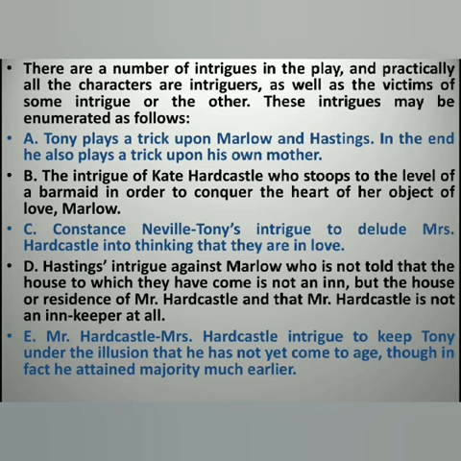And in the end, he also plays a trick upon his own mother, Mrs. Hardcastle. He plays a trick on his mother and helps Constance Neville and Hastings to elope. Then the next is the intrigue of Kate Hardcastle, who stoops to the level of a barmaid in order to conquer the heart of her object of love, young Marlowe. Actually friends, young Marlowe was very shy towards any well-born lady. That's why, in order to know the real nature of Marlowe and to make him comfortable, Kate Hardcastle stoops as a barmaid, okay?